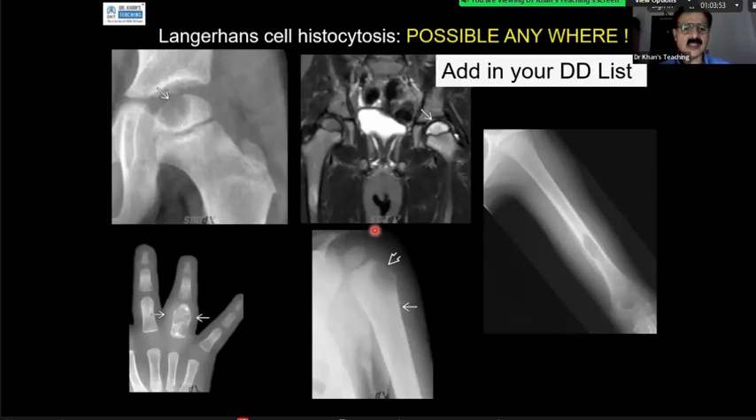Now this is the key take home for you. It is possible anywhere. Remember this. If it is a child, a peds group or a young patient, it can be anywhere. So a lytic lesion in the phalanges, keep it in the differential, in the metaphysis, in the epiphysis, in the diaphysis, everywhere. So that's a key point for you to remember.